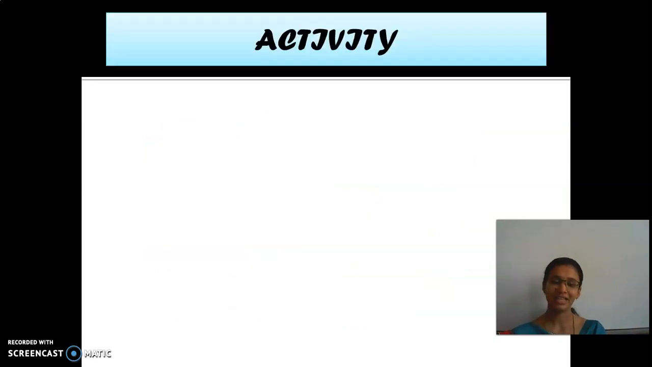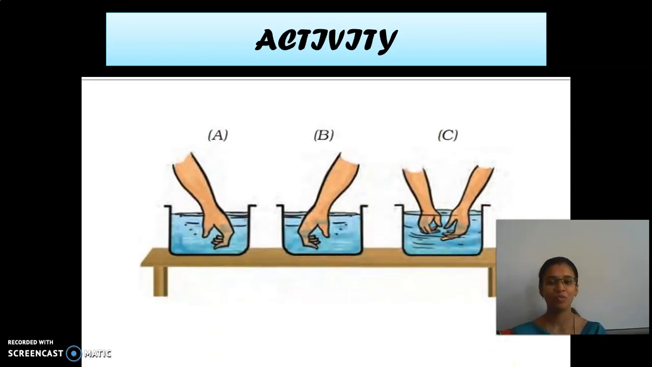Here is an activity given for you. You just try this at home under the guidance of your parents, not separately alone. Again, keep in mind, just try this activity under the guidance of your parents. So, what is this? These are beakers A, B and C. Beaker A consists of hot water. Beaker B consists of cold water. So, what about beaker C?